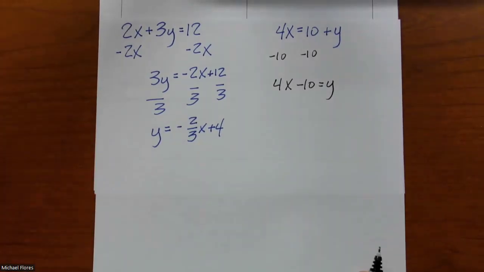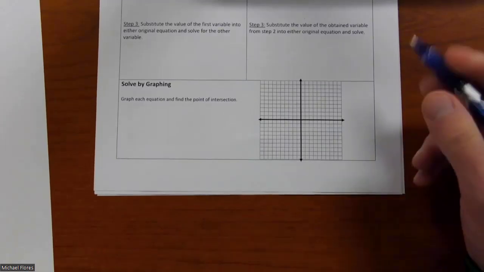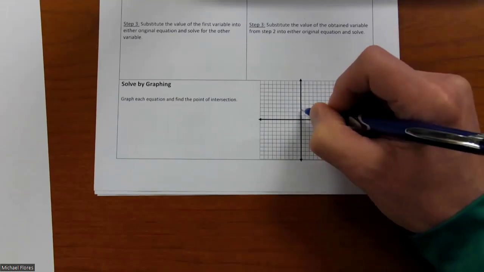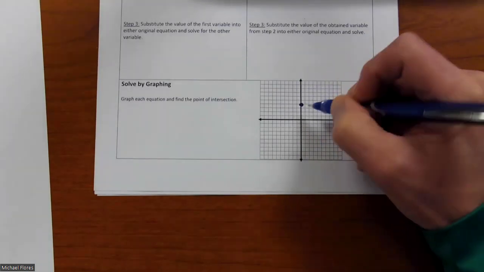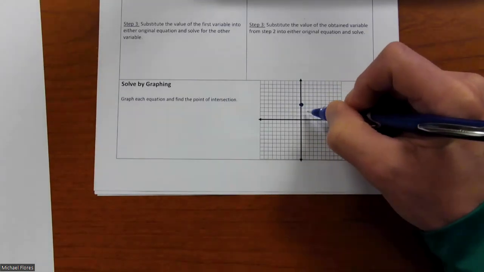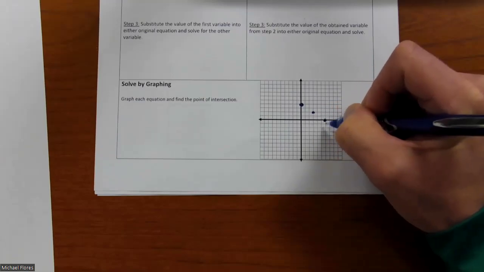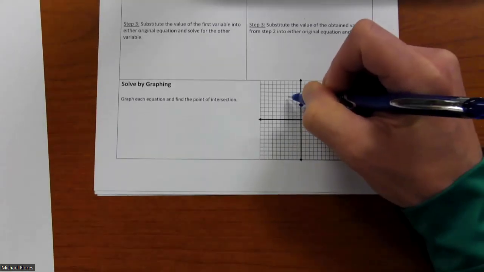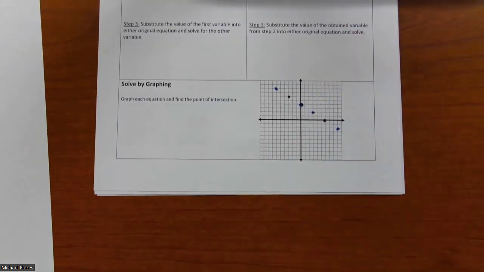Let me move this piece of paper. Okay, let me start with the first one that we solved. y equals negative 2/3 x plus 4. 1, 2, 3, 4. Start at the y-intercept at positive 4. And your slope is down 2, right 3. Down 2, right 3. I'm going to stop there.